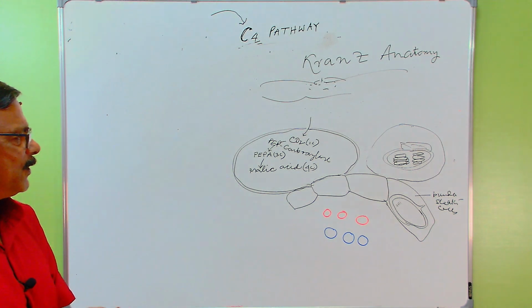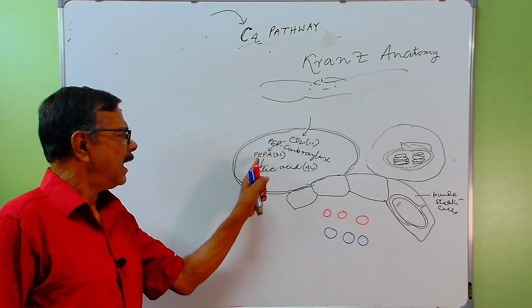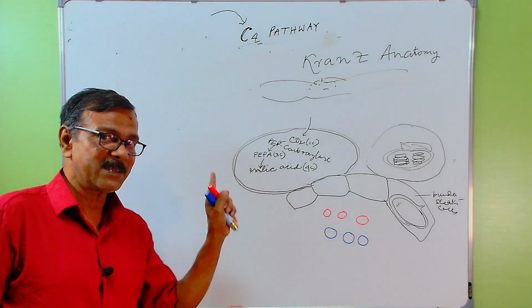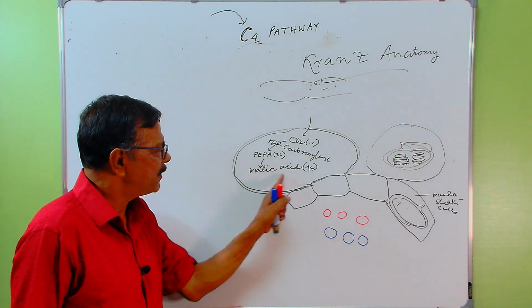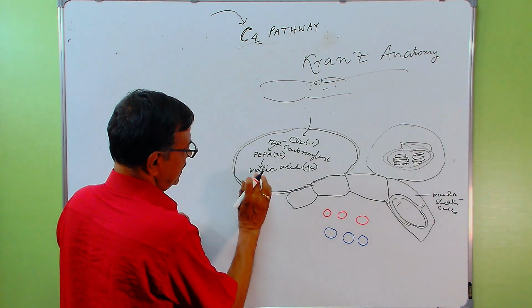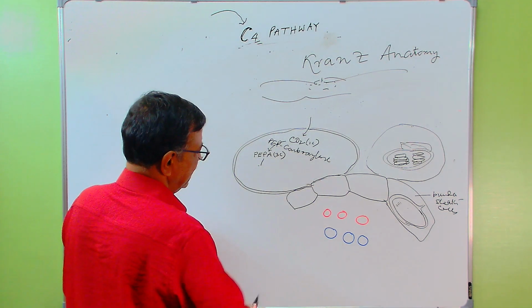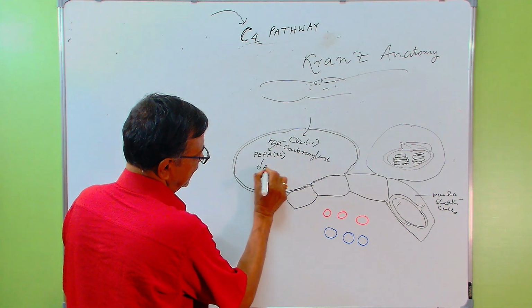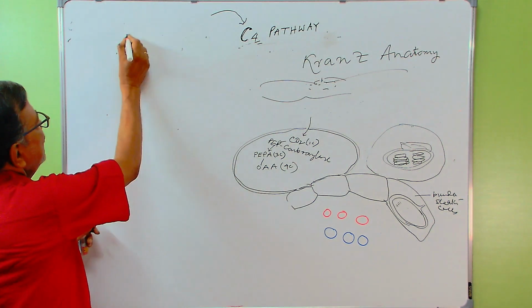Clear? So what these two persons, Hatch and Slack, have seen is that CO2 is accepted by PEPA. So PEPA is a CO2 acceptor, but it is not a stable compound. Thus PEPA then produces, I'm very sorry, PEPA then produces oxaloacetic acid. Oxaloacetic acid, a 4-carbon compound, which you have shown here.